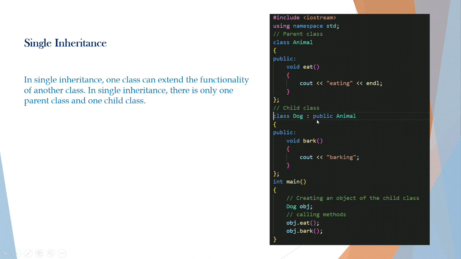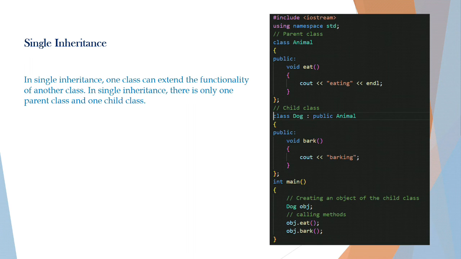And here we are writing public, which means the public functions and public methods will be public in the child class also. But if there were some protected members, then the protected things will also become protected in this new child class. So ignore it for now.